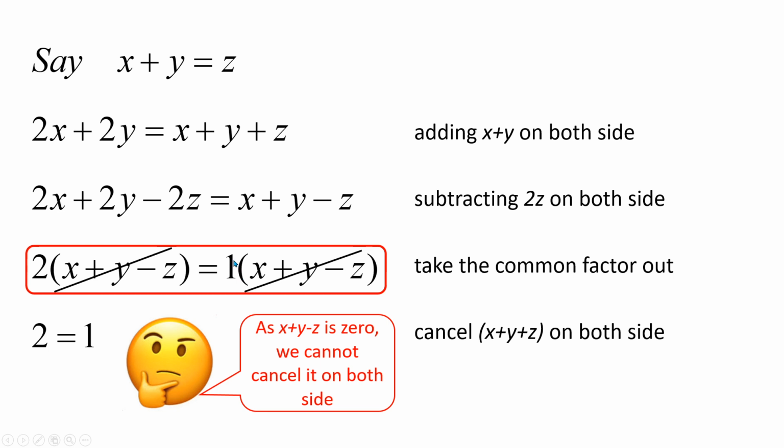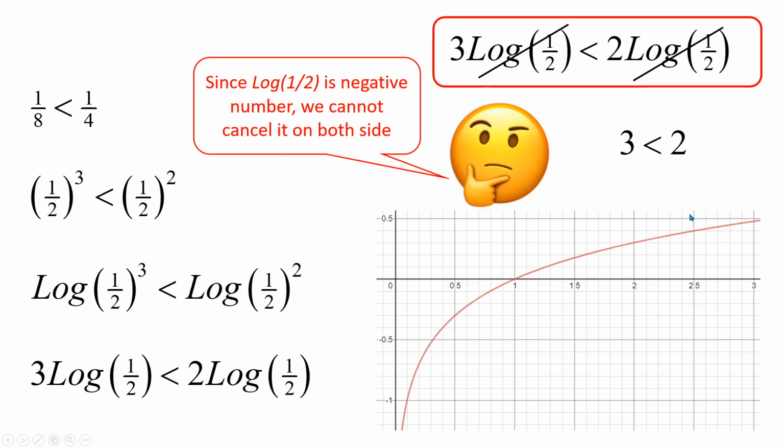That's the reason whenever we cancel any information, we need to confirm whether it's a valid cancellation. And this was a trap where we cancel 0 on both sides and finally which gives us 2 equal to 1. Watch out for these kinds of traps in future. Now look into the next one.